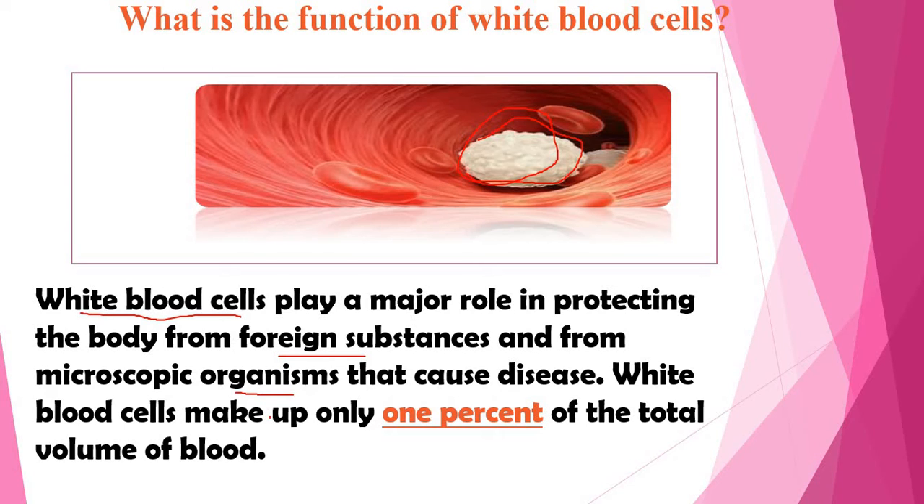Like the previous, we said that plasma occupies 55% of the blood volume. Red blood cells occupy 44% of the blood volume. Here the white blood cells occupy only 1% of the total blood volume.